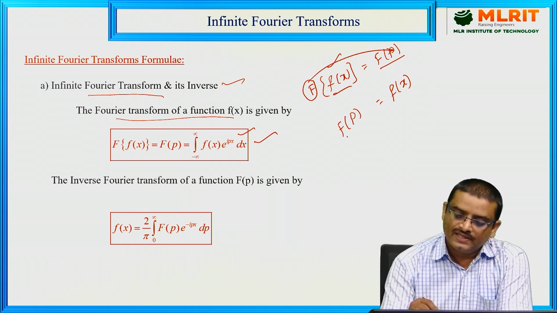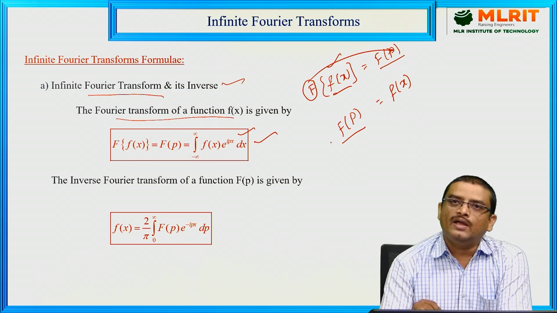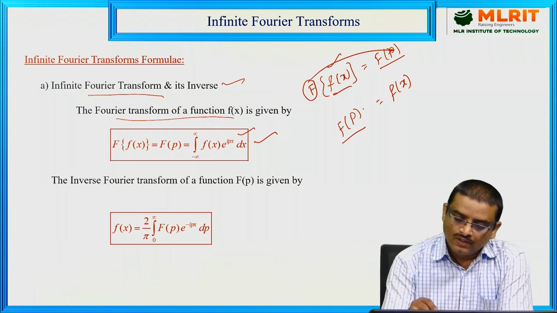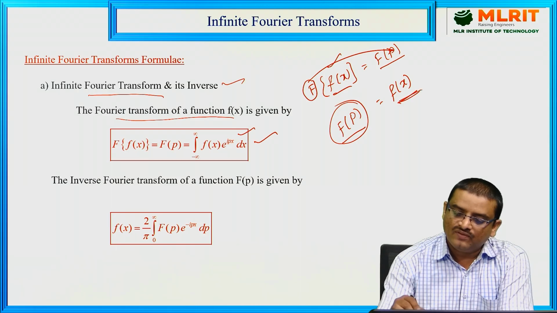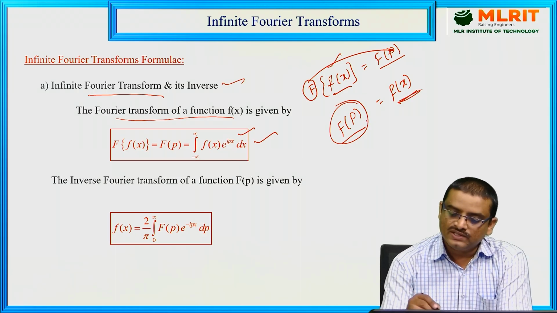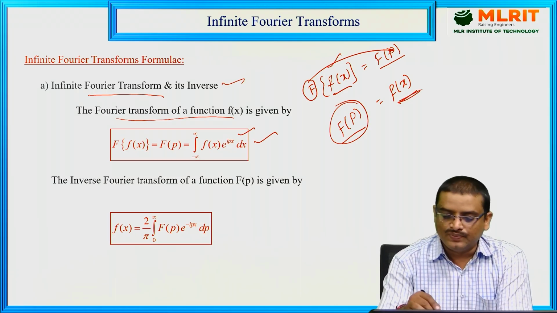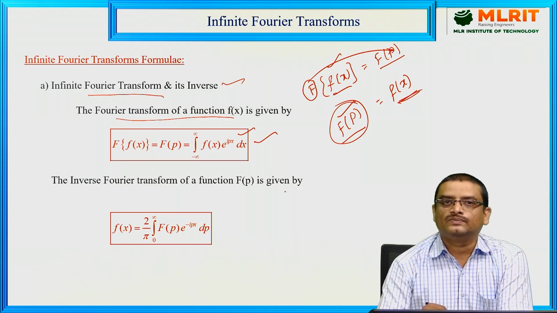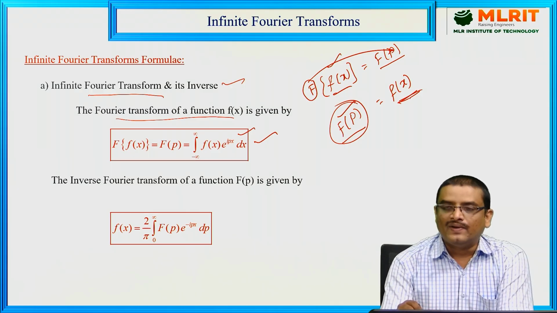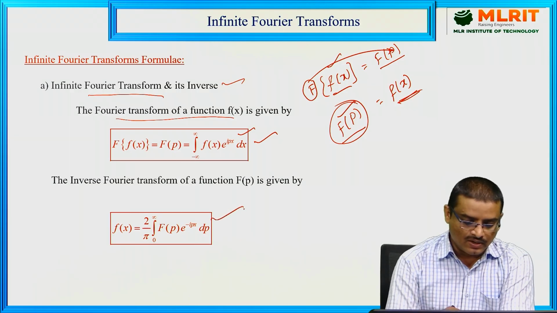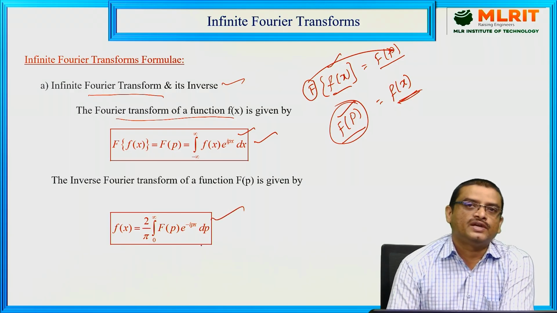Now in the second case, instead of giving f of x, I will give the value of f of p, and by using this f of p, we have to get the value of f of x, the function for which we applied the Fourier transform in order to get this f of p value. So whenever f of p is given and you want to find the value of f of x, then we have to take the help of the inverse Fourier transform formula.